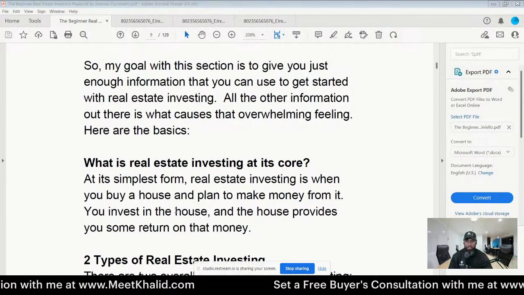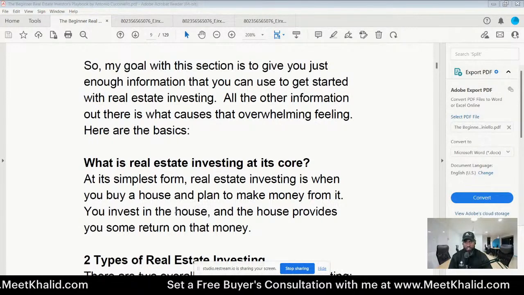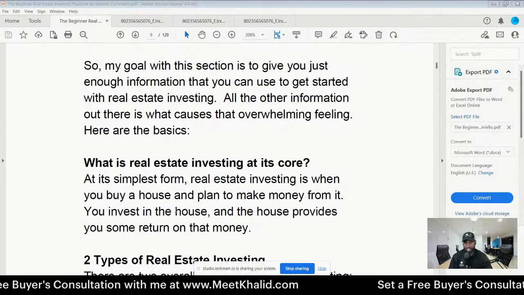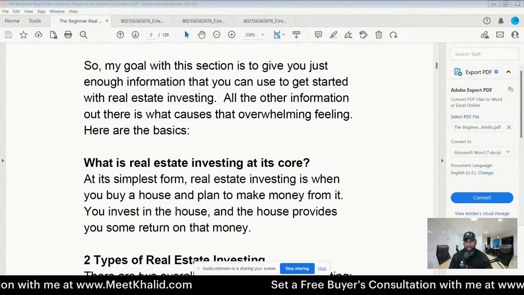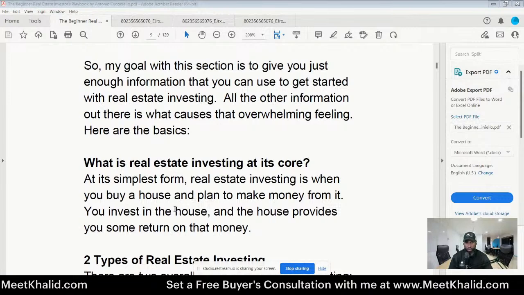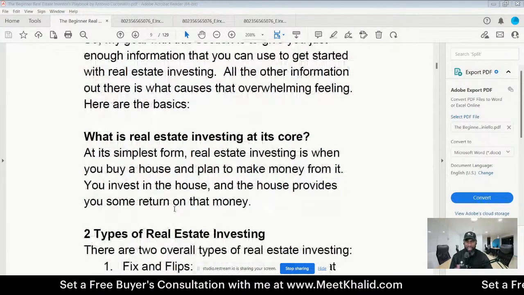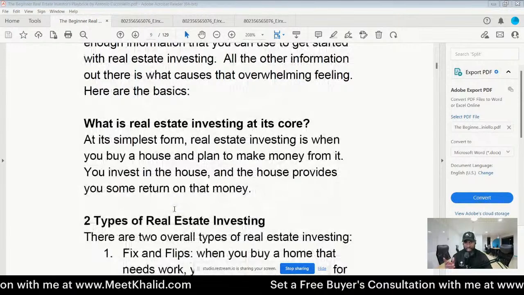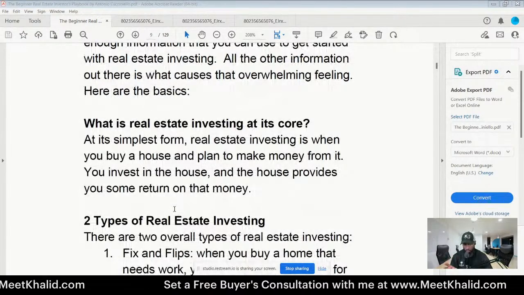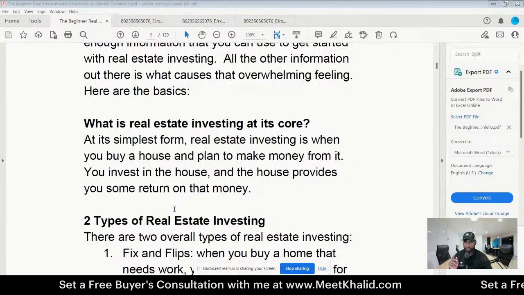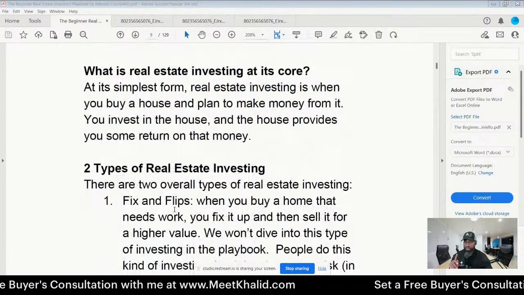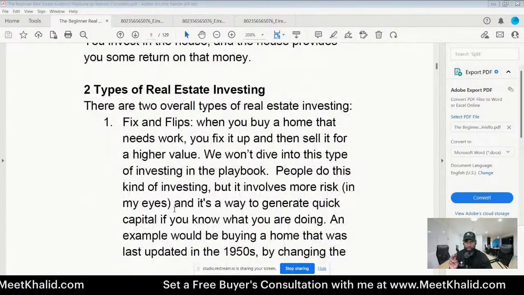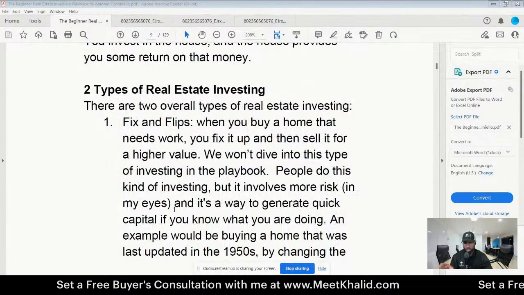It says at its simplest form, real estate investing is when you buy a home and plan to make money from it. You invest in the house, and the house provides you with some return on your money. So at the very, very basic form, that's what real estate investing is: you're buying a home and you're looking to make money from it. Now, there are two types of real estate investing, all right? There are two overall types.